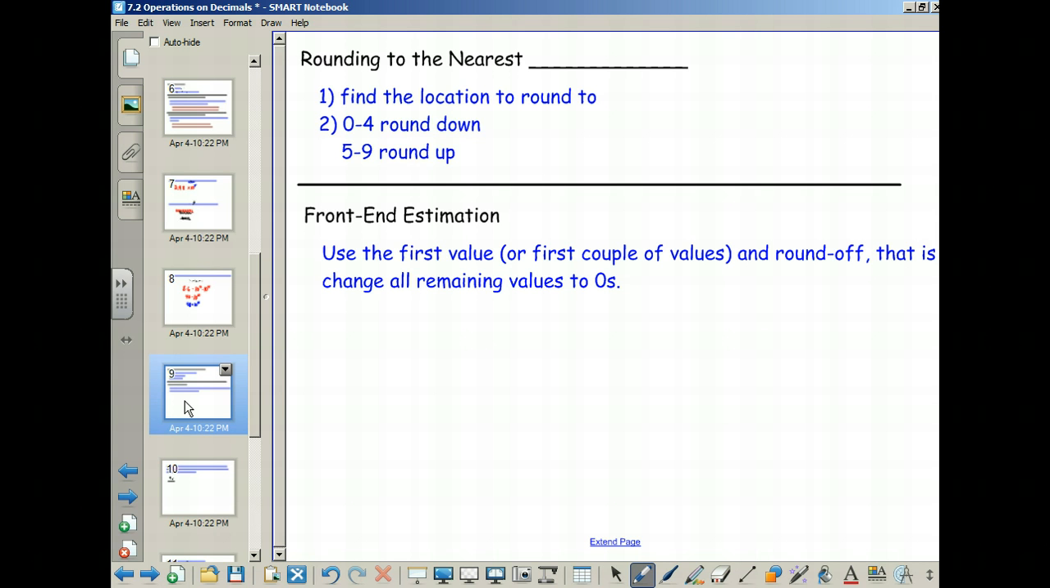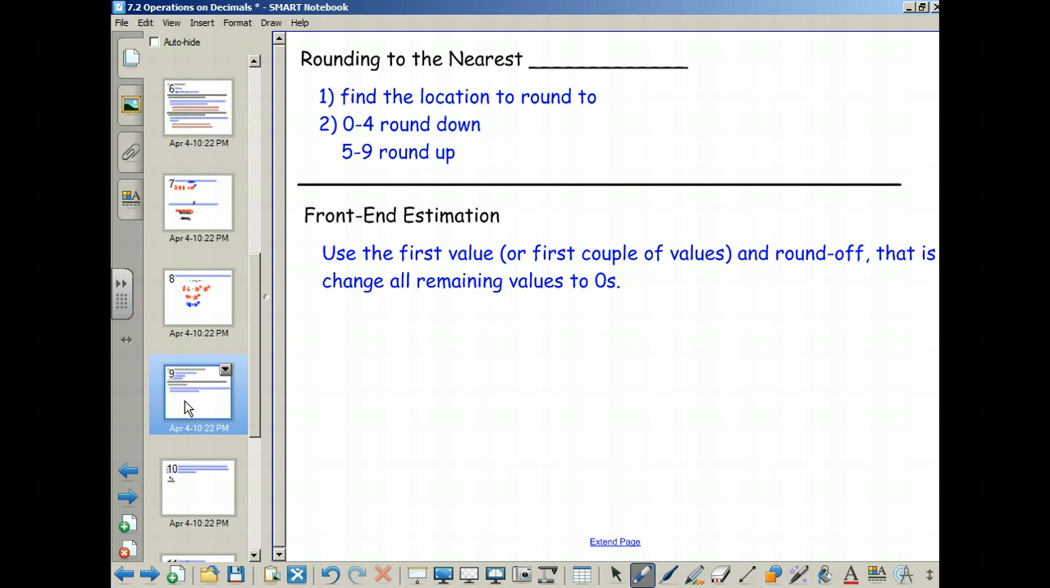All right, so we find the location that we're rounding to, and then we look 1 decimal place to the right of that. If the number is 0 to 4, then we round that number down by making everything else zeros. And if the number is 5 to 9, we round the digit we're looking at up and make the rest zeros.